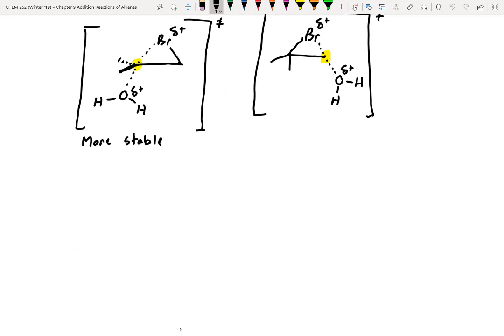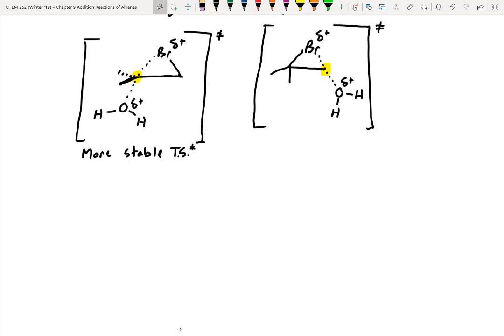So this is the more stable transition state. That carbon that's highlighted in yellow is a tertiary carbon. It's a lot happier going through a polarized transition state than a methyl carbon, kind of shown on the right-hand side. So this was much more likely to occur. This is going to be our less stable transition state.